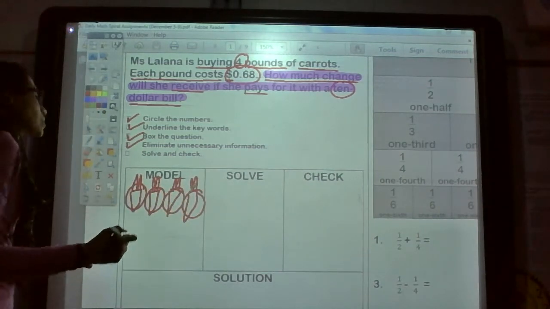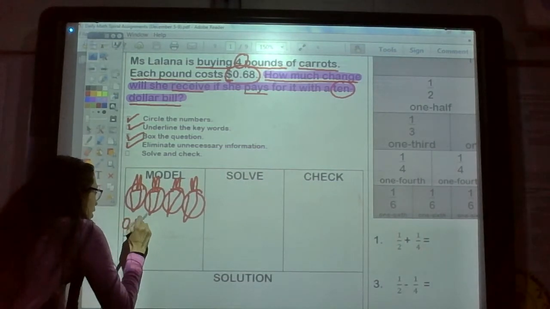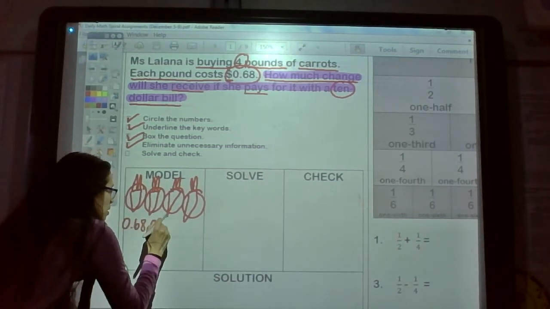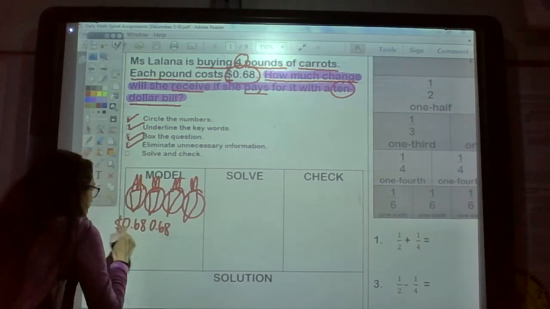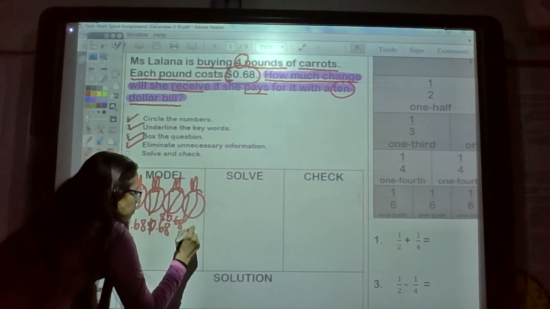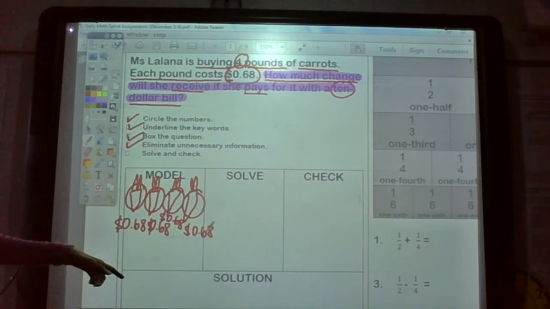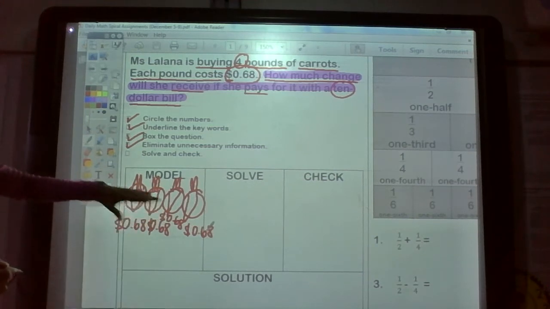So a pound of carrots is 68 cents. So I'm going to write 68, 68. I can't squeeze them in. 68. And 68. Okay, I hope your work is neater than mine, okay? So just label each one that it's 68 cents.